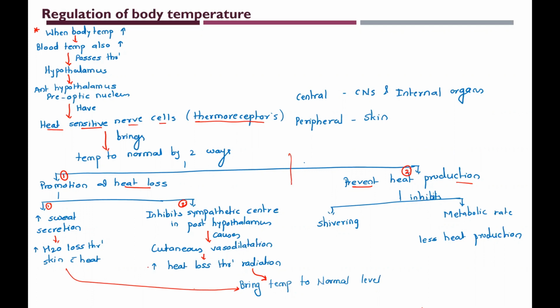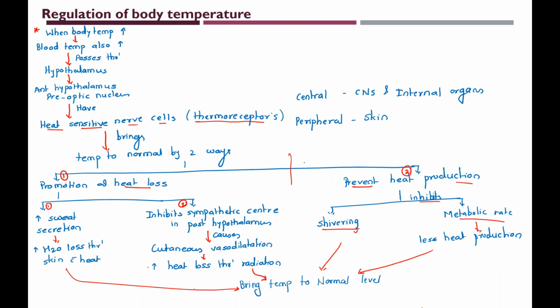What about the second? The anterior hypothalamus will be preventing heat production. So it is a very simple mechanism. If body temperature is increased, do such things which will cause heat loss from the body and prevent excess heat production in the body. It prevents excess heat production by inhibiting shivering and by inhibiting the metabolic rate. When the metabolic rate reduces, less heat is produced in the body, and these two also help to bring the temperature to normalcy.